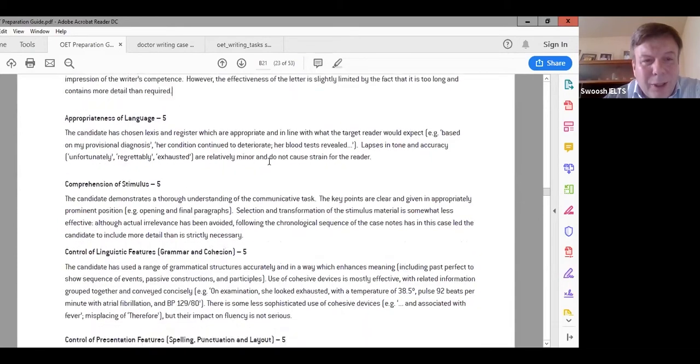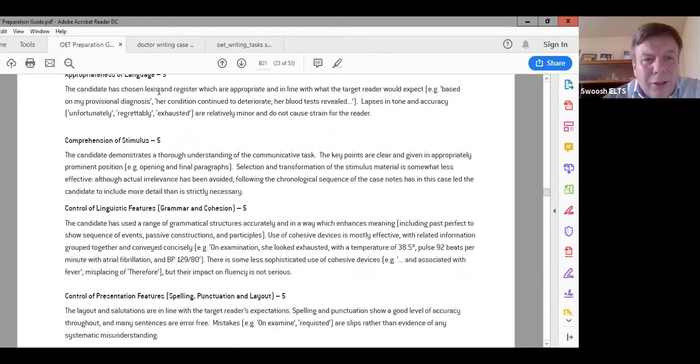Appropriateness of language. The candidate has chosen lexis and register which are appropriate and in line with what the target reader would expect based on my provisional diagnosis. Lapses in tone and accuracy, so there you go. Unfortunately, regrettably, exhausted. They're relatively minor and do not cause strain for the reader. So, you know, it's better not to use them. You're not going to be penalized excessively if you did use them, but it is a lapse in tone because it tends to personalize your letter.